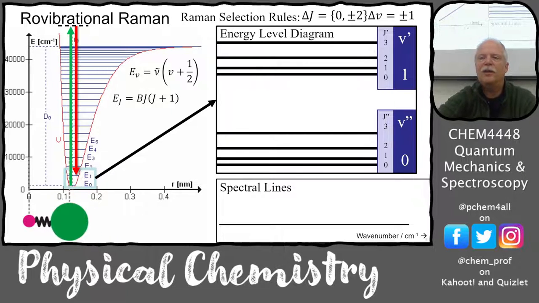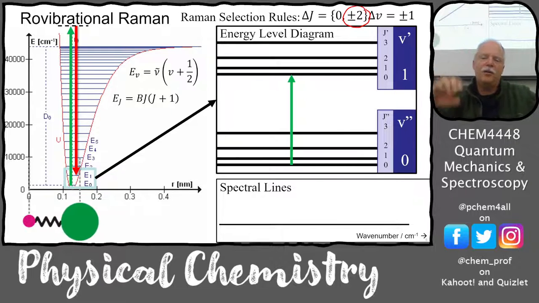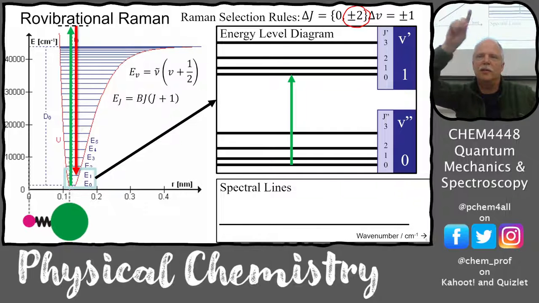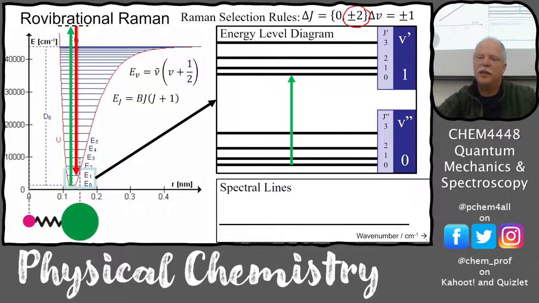Notice now we have delta J plus or minus two. Everything's the same, but our delta J is different. I'm just showing you the change in the molecule. I'm not showing you the up and down photons. But remember, this is the difference, and this is what we would plot in the spectrum. So we still have a Q branch, okay?